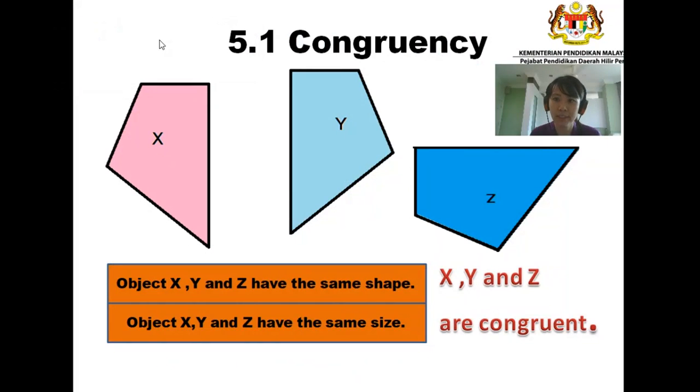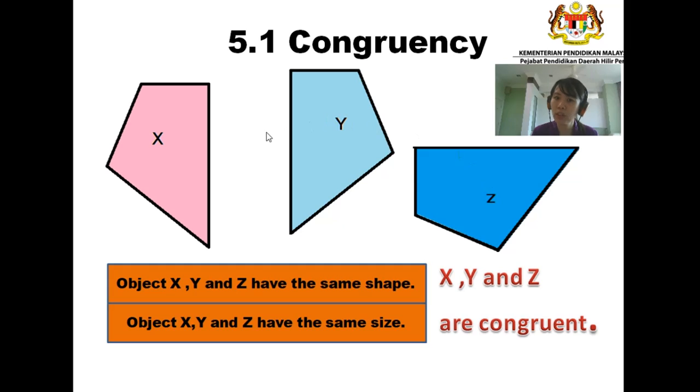Okay, students, what is the meaning of congruency? Congruence means that they must have the same size and also the same shape. Now, look at X, Y, Z. You see the arrangements are not the same. X and Y are totally inverse, while Y and Z, the Y may be turned and it will become Z.